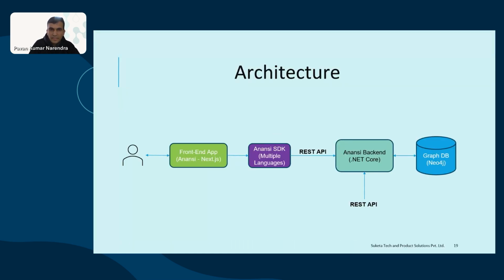I also wanted to show you the overall architecture of how we implemented this. The front end was built in Next.js. We have SDKs in multiple languages. We have a REST API, which you can hit, and our backend is in .NET Core, by the way. And of course, our data store is Neo4j.